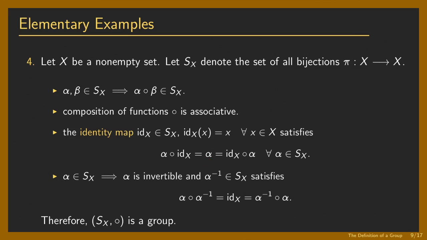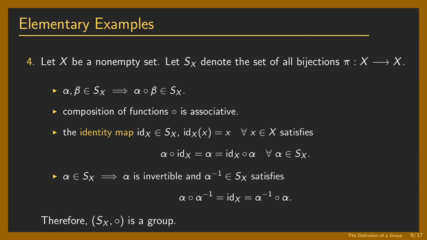And we also know that if alpha is a bijection, it's invertible, so its inverse is also a bijection. And if we compose alpha with its inverse, you get the identity function. That's why this is a group. Although this is a group, take note that function composition is not necessarily commutative. Therefore, there may be choices for X which will make this group a non-abelian one.